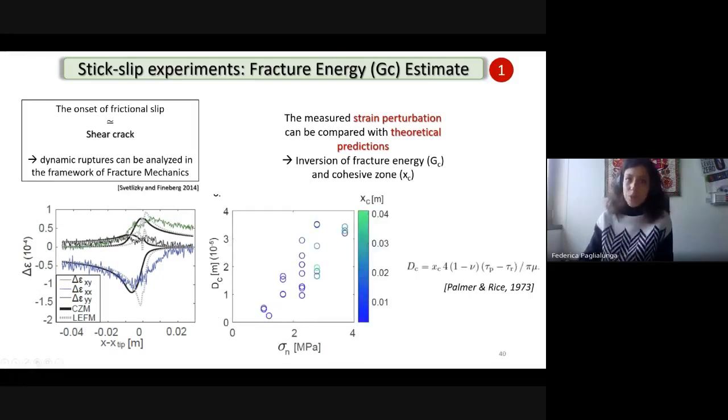With the cohesive zone size that we inverted from the cohesive zone model, we could then estimate a critical distance through this equation coming from Palmer and Rice. And you can see that the critical distance also scales with applied normal stress. And we will use this value later. So this was the estimate of fracture energy that we did in the framework of fracture mechanics.